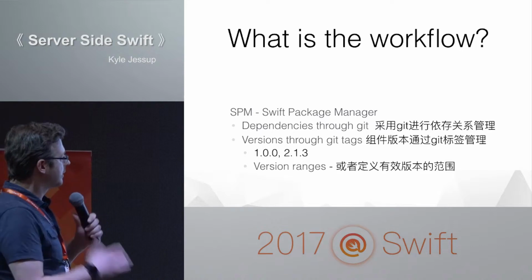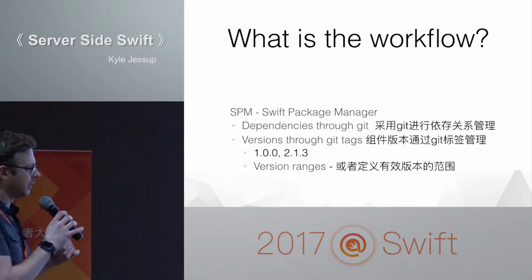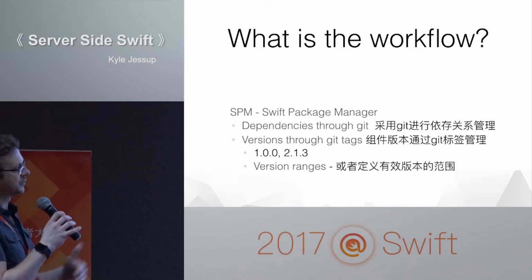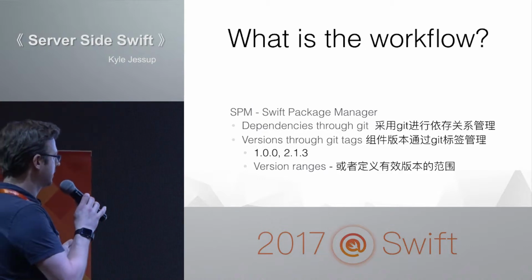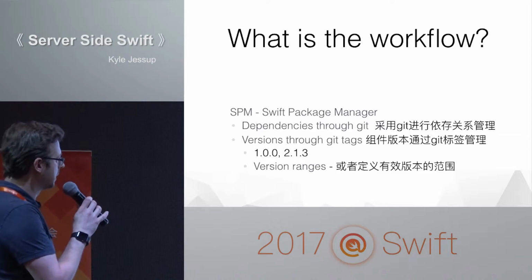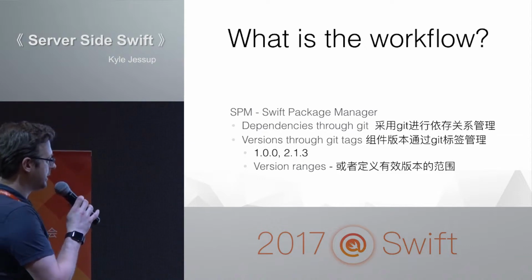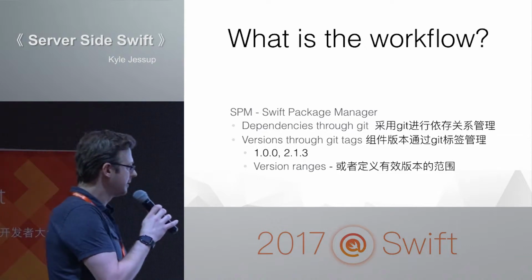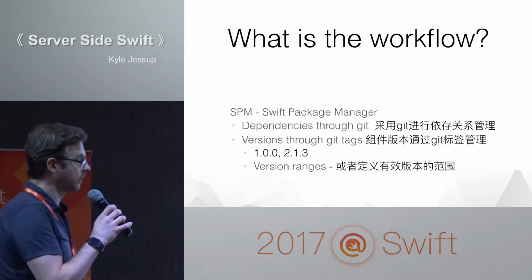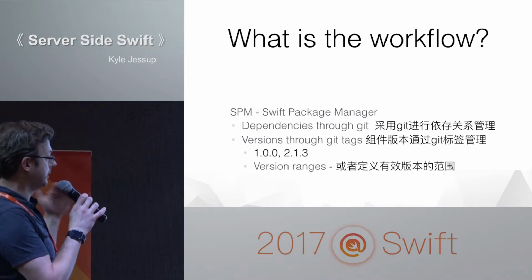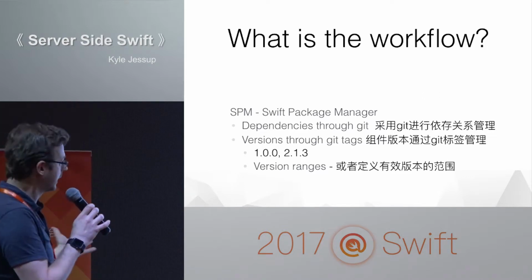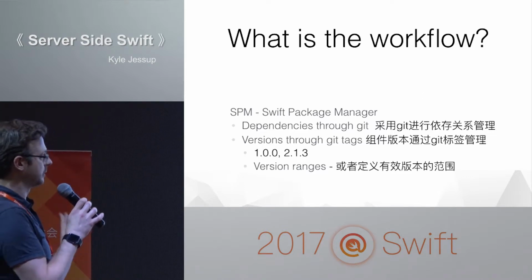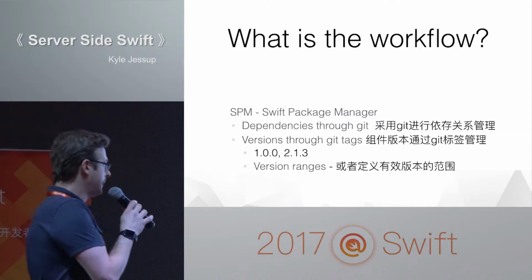And SPM dependencies are all fetched through Git. So that's what it uses, Git. There really aren't any other alternatives there. But it does use semantic version systems, so it relies on this. And these are all tags in your Git repository. Without these, Swift Package Manager won't work.